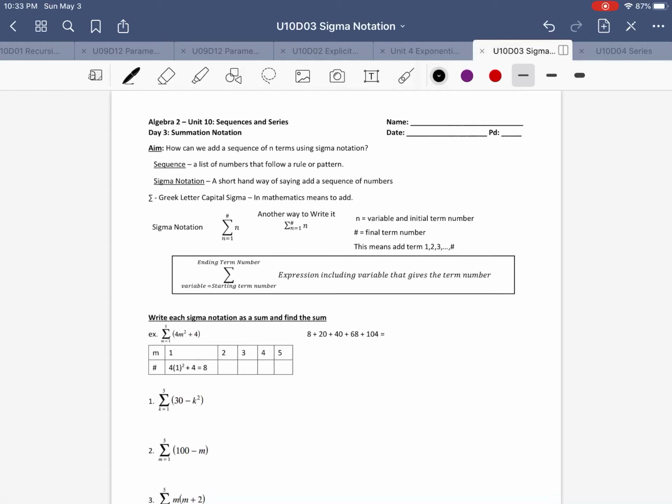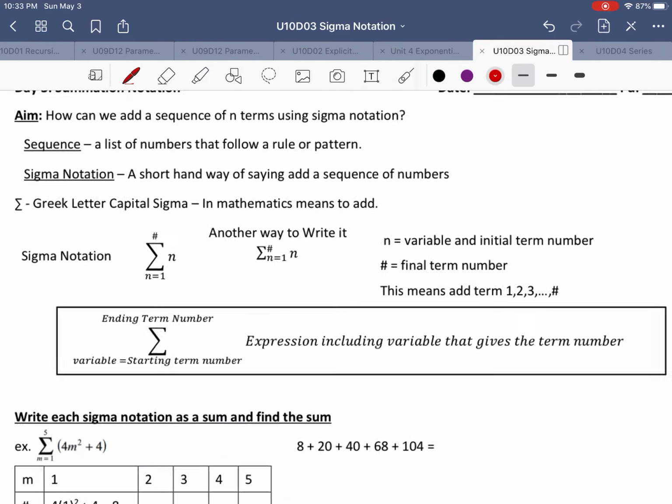Welcome to Unit 10, Day 3. Today we're going to be talking about sigma notation, which is just a funny way of writing to add up all of the terms of a sequence. So let's take a look.